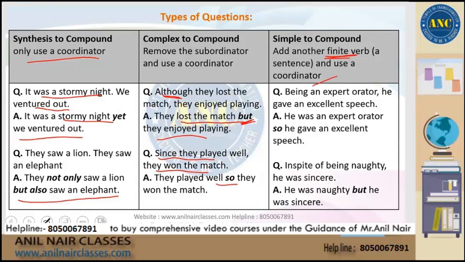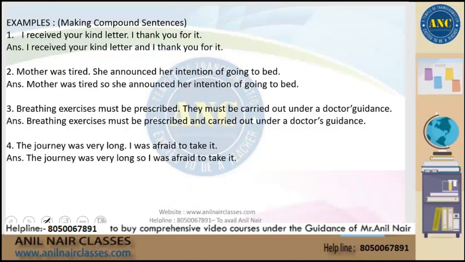Being an expert orator, he gave an excellent speech. He was an expert orator, so he gave an excellent speech. In spite of being naughty, he was sincere. He was naughty, but he was sincere. Few more examples to make them into compound sentences.